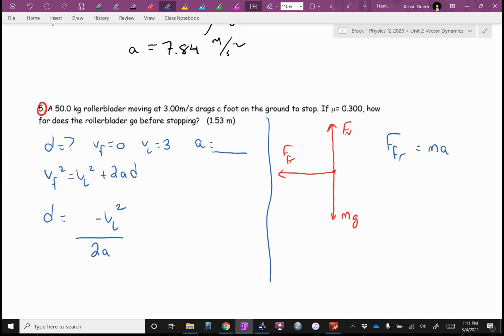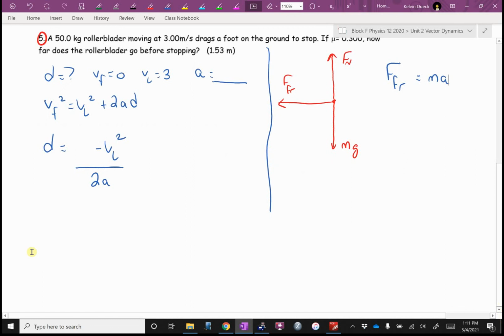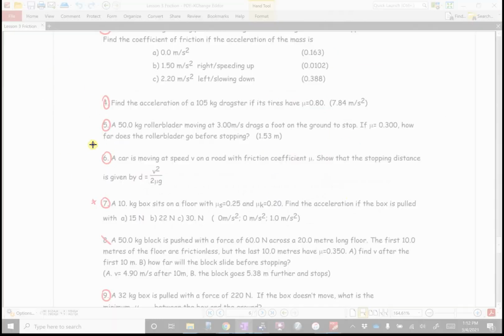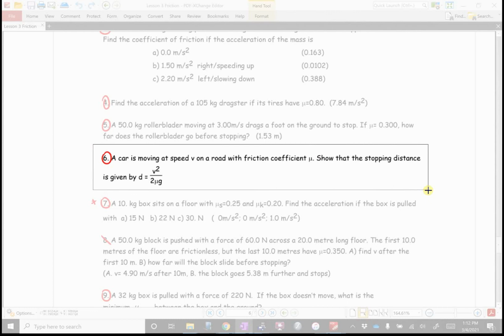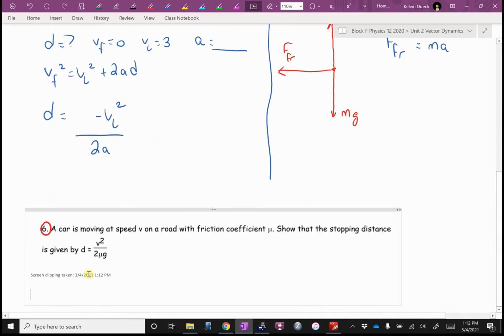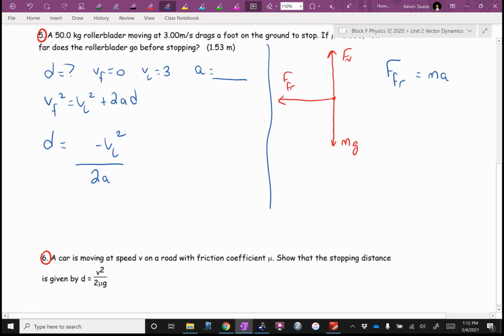You know what? Number 6 is the same question as number 5, except number 6 wants me to do this algebraically. It wants me to prove that that's the stopping distance. And you know what? I'm kind of close already. I'm going to do number 5 algebraically, and that will tackle number 6. And then I'll let you plug in the numbers for number 5 on your own.